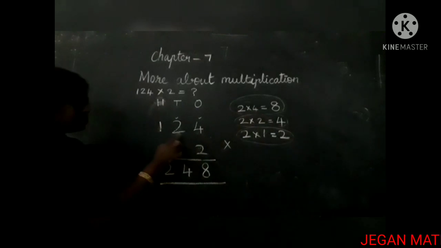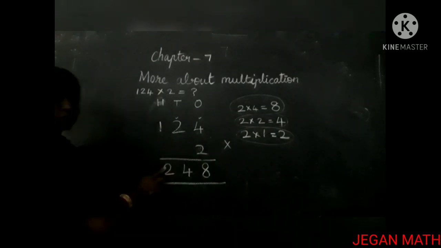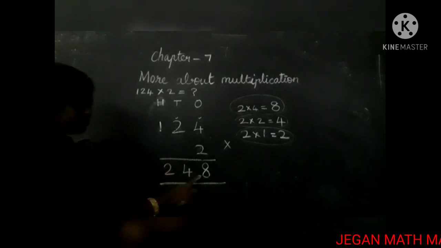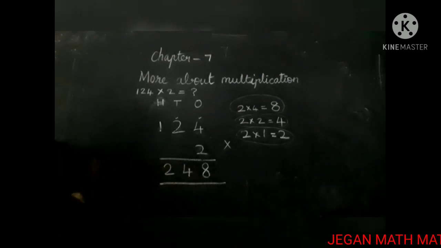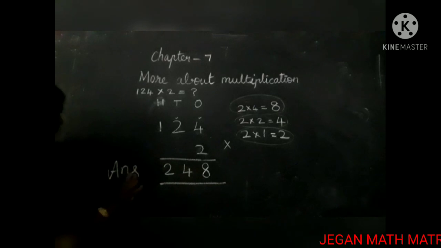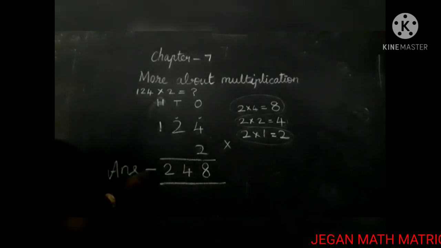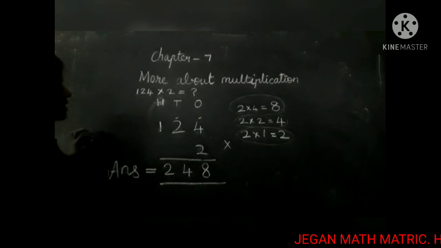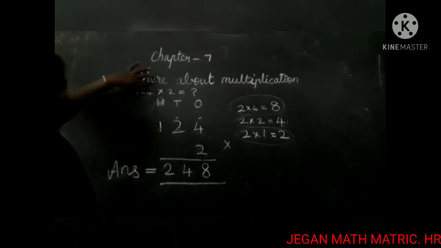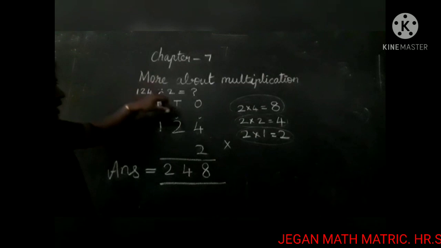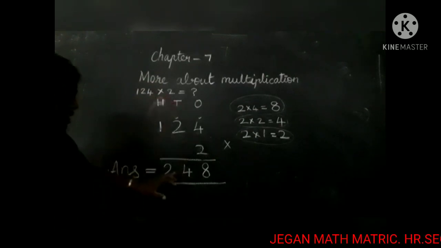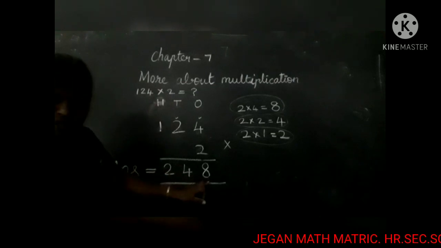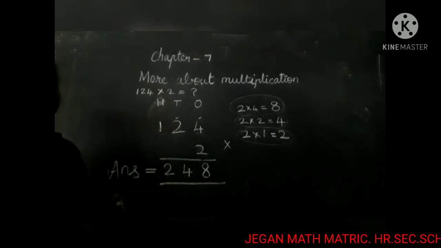So 2 into 1 is 2. What is the answer? 248. Okay kids, when we multiply 124 into 2, we get the answer 248.